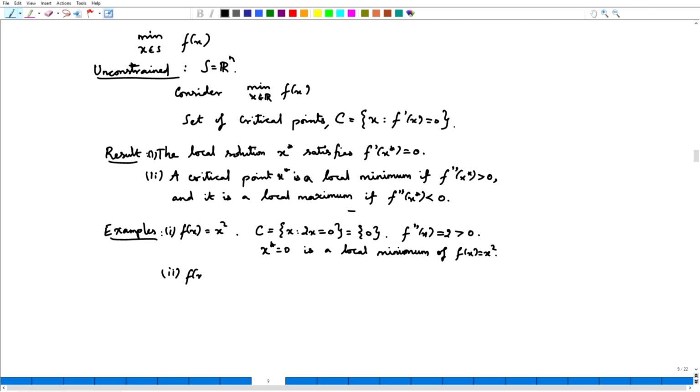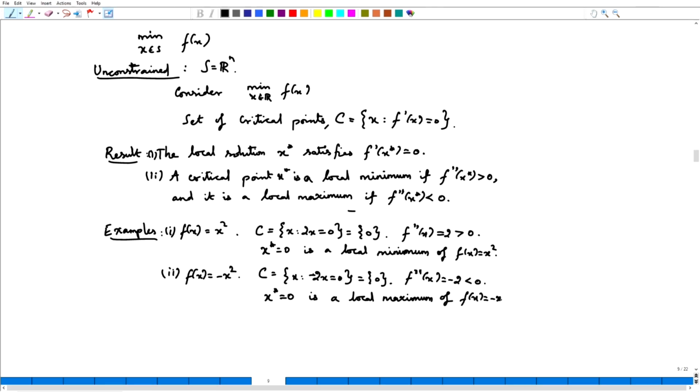Now, let us consider the example f of x equal to minus x squared. Okay. And here again the critical point is x such that minus 2x equal to 0, which is again the singleton set 0. F double dash of x is minus 2, which is less than 0. Okay. Here you can see that x star equal to 0 is a local maximum of f of x equal to minus x squared.